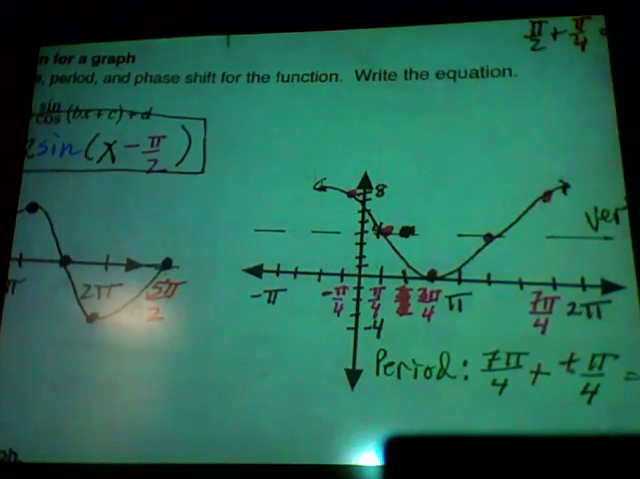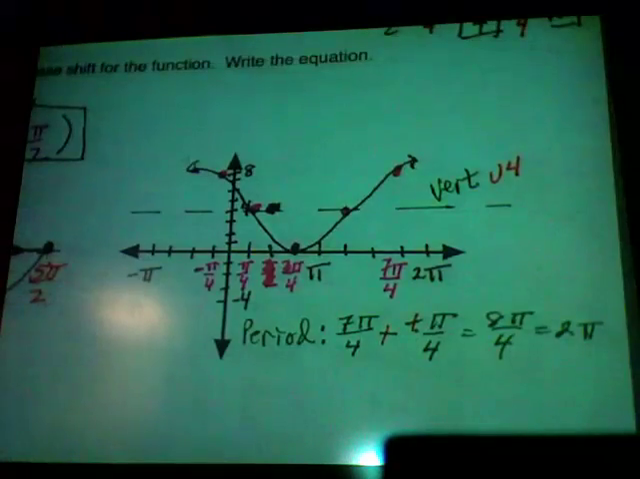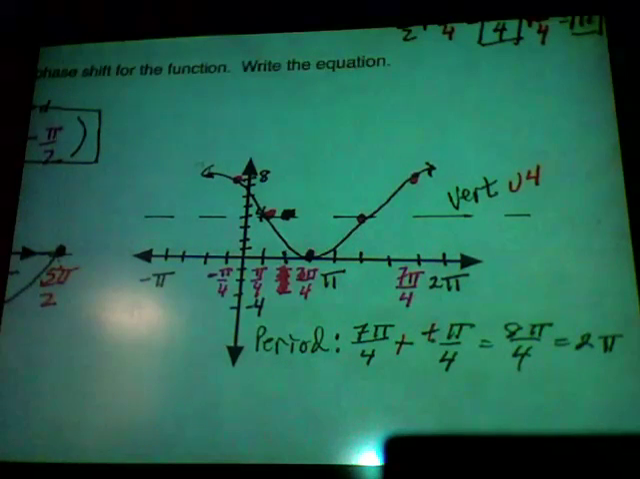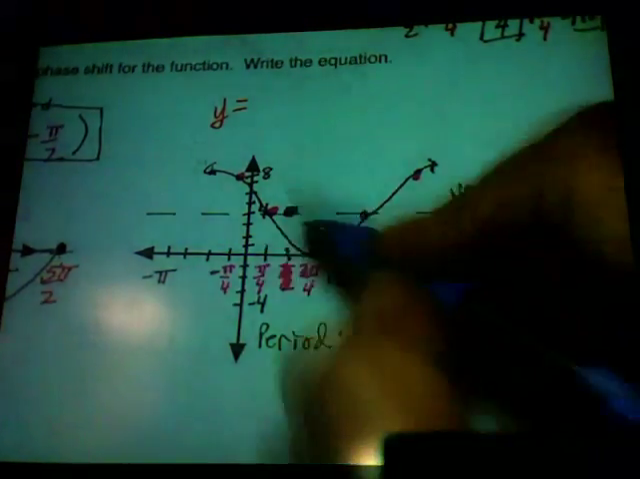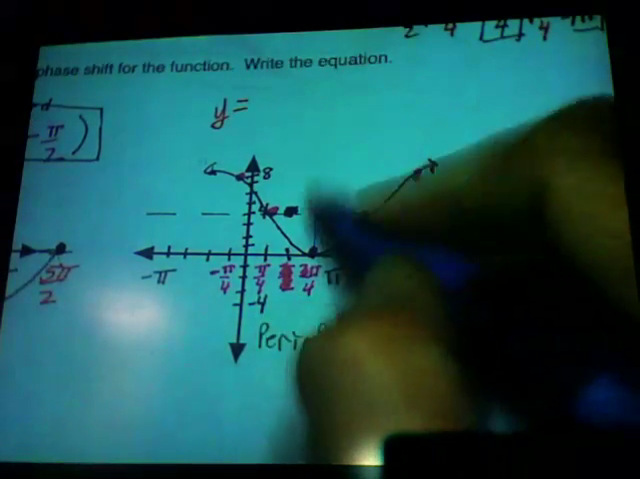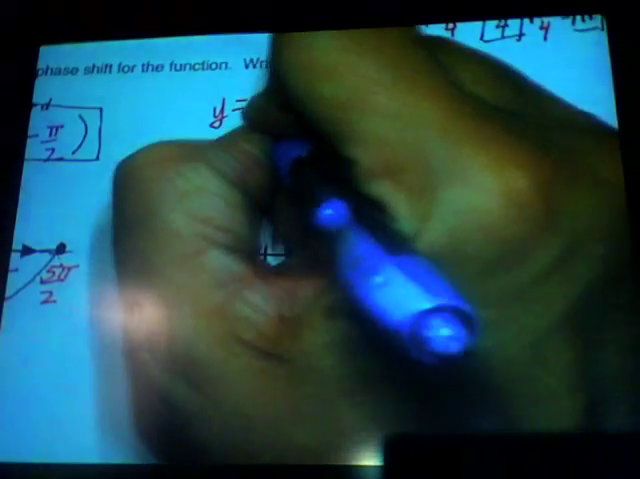So don't we know that outside parentheses we have a plus 4? So far we're working with y equals. Let's get our amplitude. What's our amplitude? What's the distance from here to here? 4. So our amplitude is 4.